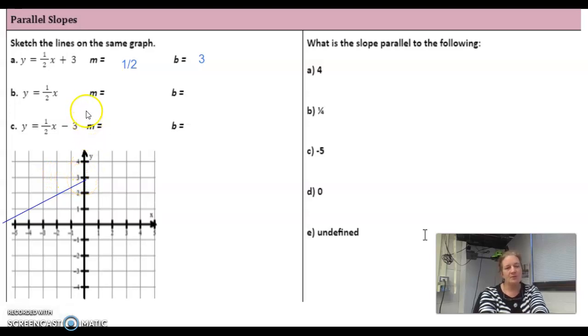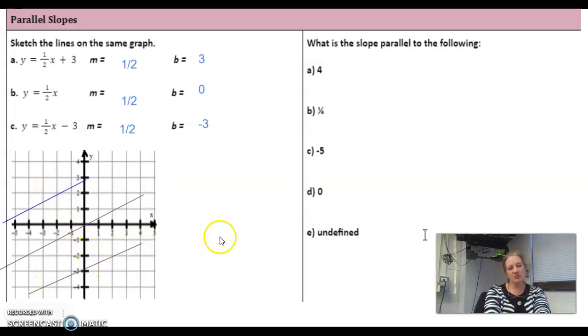For this B line, I've got 1/2 in the M spot, so that's my slope. Nothing is here in the B area, so what number represents nothing? You got it, 0. So I'm going to start at 0 this time and go up 1 over 2, up 1 over 2. Okay. For my third line, I have a 1/2 again for my slope, and now I have a -3 for my B. So I'm going to start at -3 and I count up 1 over 2, up 1 over 2, and I end up with these three lines.